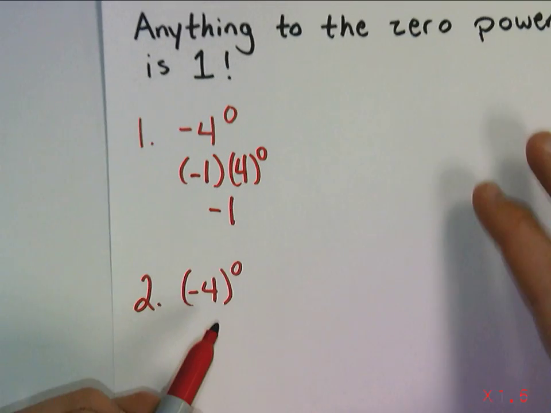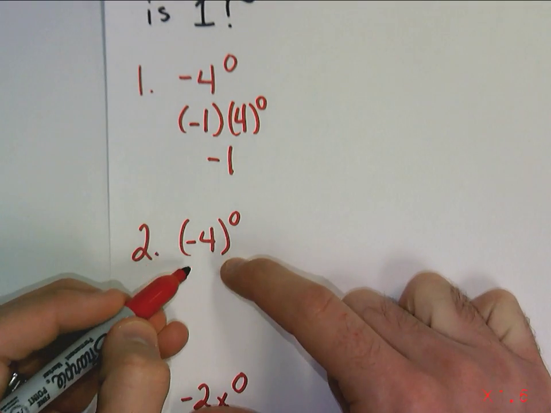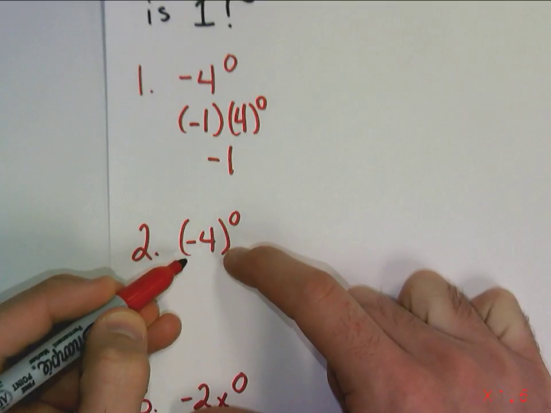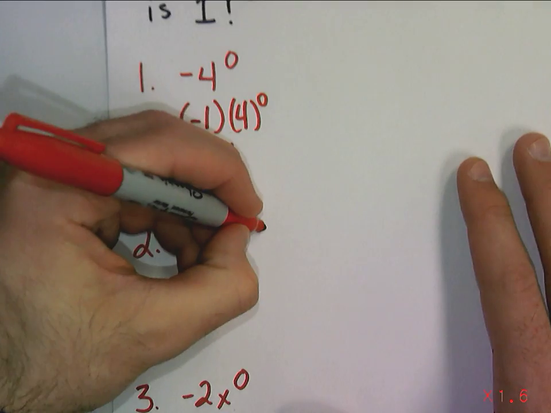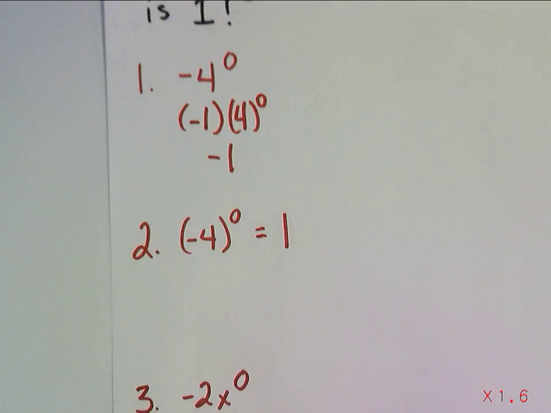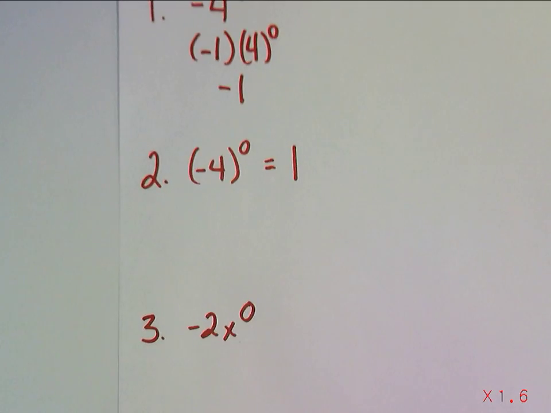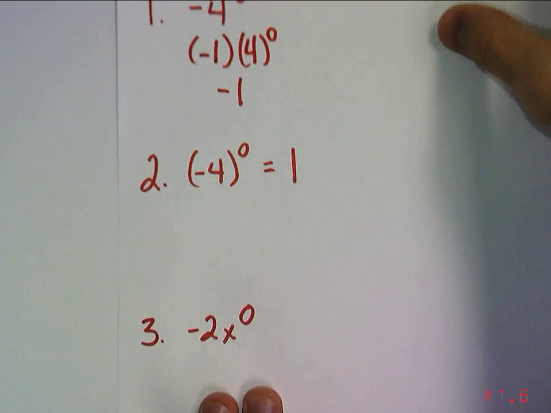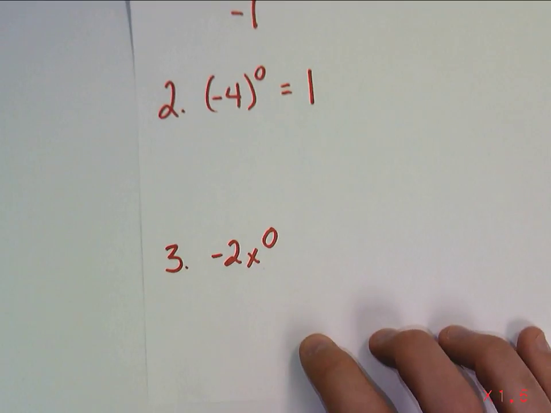Now number 2 down here is a little bit different. So if you have a negative inside the parentheses, it's going to be 1. So this answer will end up being 1. And what I want you to do is try this bottom one here. So pause the video, give it a shot, and then when you come back, I'll tell you what the answer is to it.